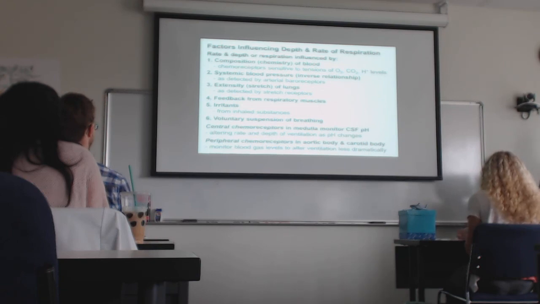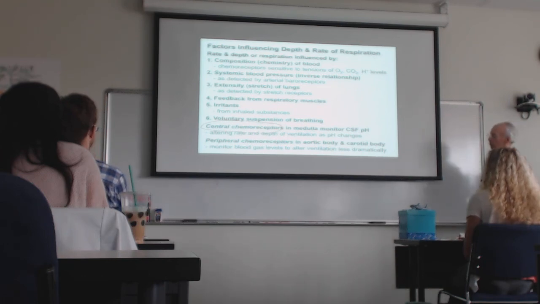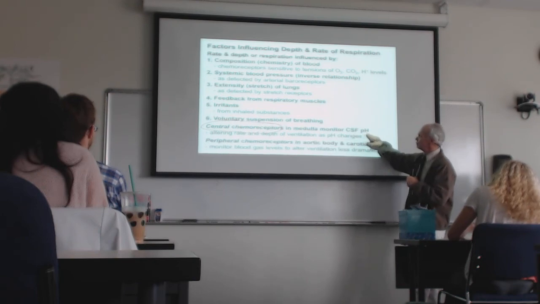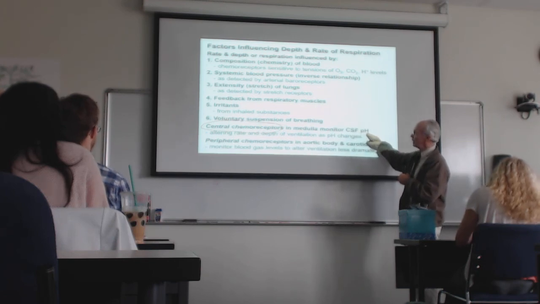I mentioned the central and the peripheral chemoreceptors here. I think the way that we'll summarize this very quickly is that the central chemoreceptors are located in the brain, located in the brainstem, and they're most sensitive to pH. And we have to be careful here. They directly monitor cerebrospinal fluid pH.